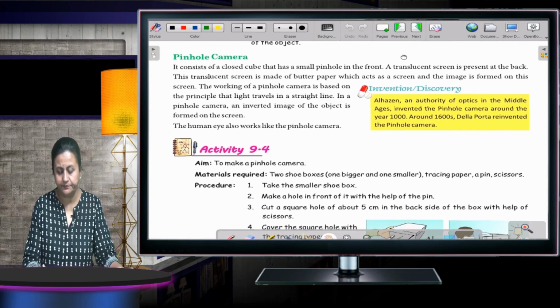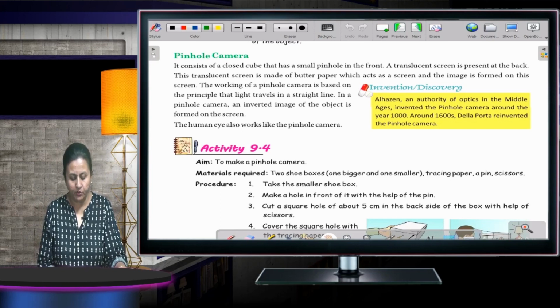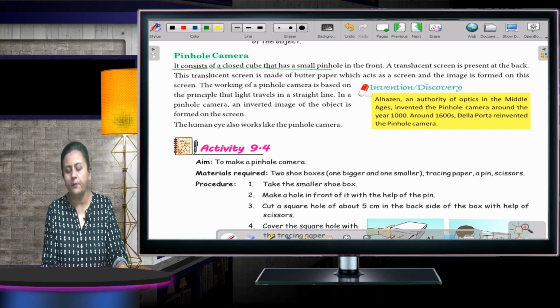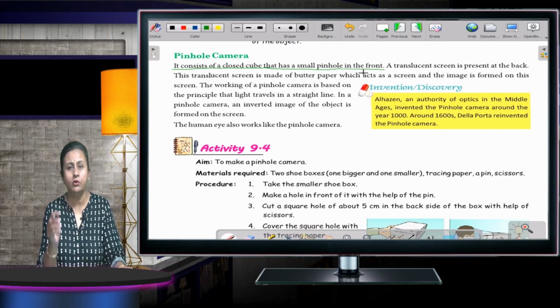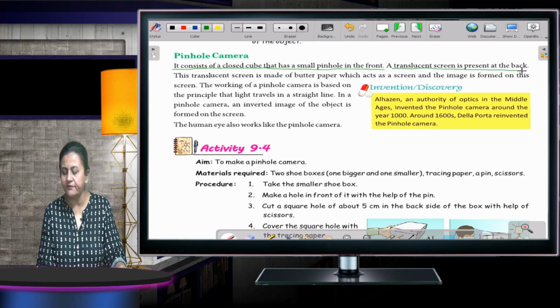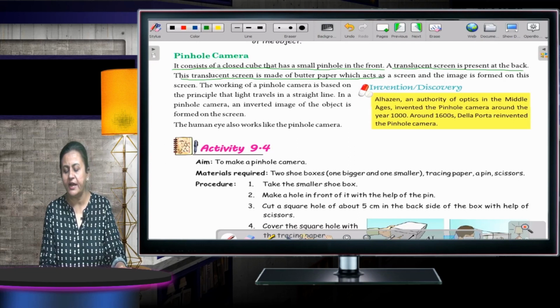Pinhole camera. How will you make a pinhole camera and what is a pinhole camera? It consists of a closed tube that has a small pinhole in the front. Pinhole means a very small hole. A translucent screen is present at the back. This translucent screen is made of butter paper, which acts as a screen, and the image is formed on this screen.